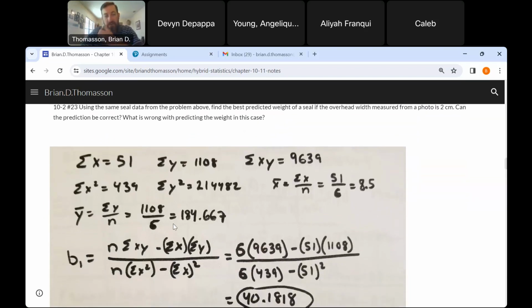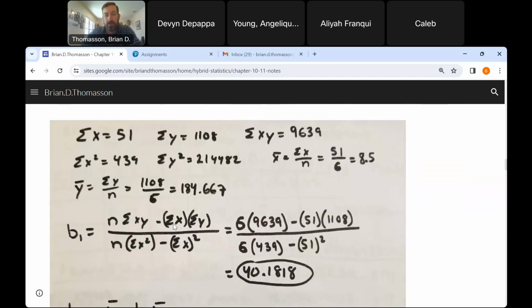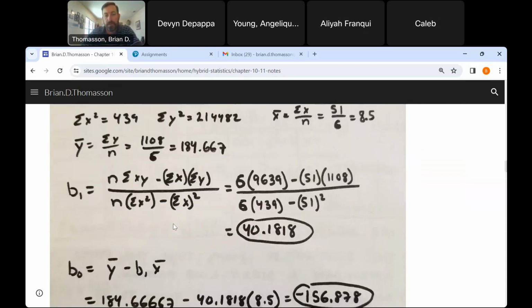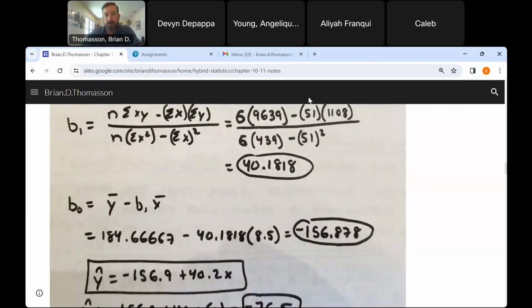Okay, so what I've done is I've used those same numbers that I've copied over before, and I figured out what the regression equation is. So here's our regression equation, where x represents the picture width and y represents the predicted weight. So the idea is if we plug in a particular picture width, then we should get an estimated weight for the seal. And this only works because there's linear correlation.